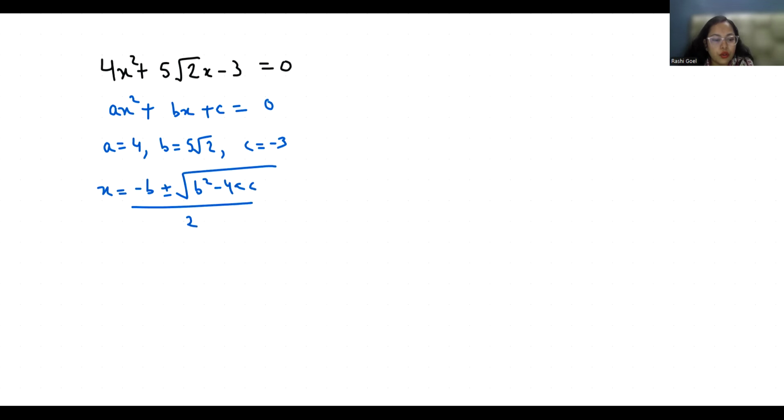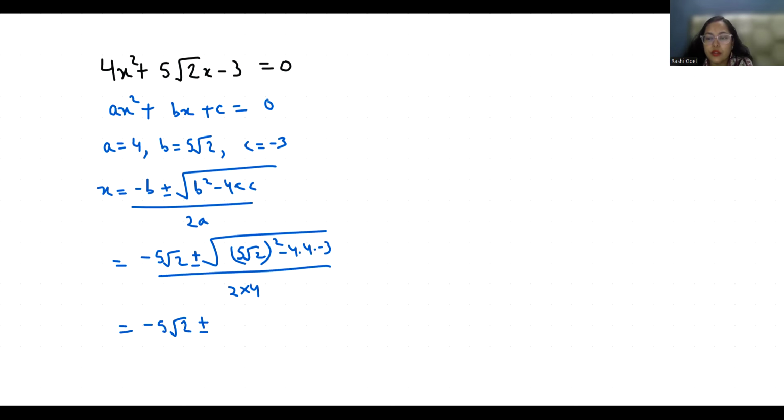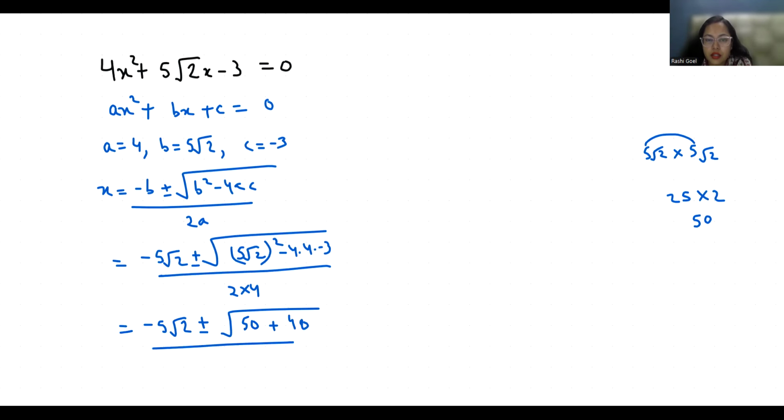So minus 5 root 2 plus minus under root 5 root 2 square minus 4 times minus 3 by 2 times 4. So minus 5 root 2 plus minus under root, 5 root 2 square is 5 root 2 times 5 root 2. 5 times 5 is 25 and root 2 times root 2 is 2 and 25 times 2 is 50. So we can write 50 here. Minus minus is plus. 4 times 4, 16 times 3 is 48 by 8. So x is equals to minus 5 root 2 plus minus under root 98 by 8.